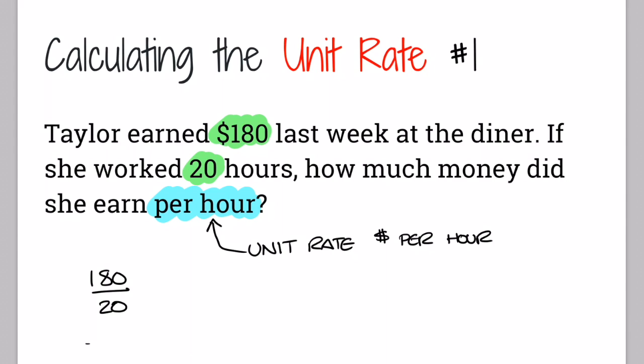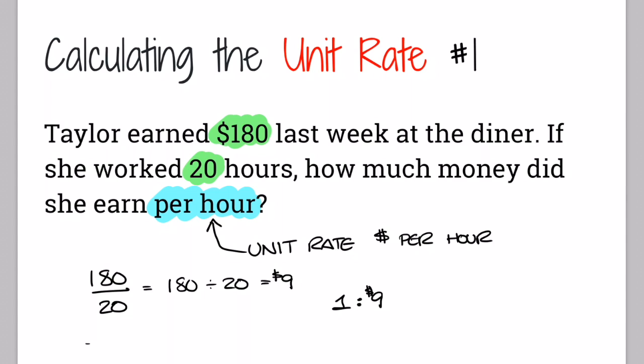A great starting point is to just look at this and ask, can 20 go into 180? Because if that fraction means division, that would equal 9, meaning for every hour that Taylor works, 1 hour equals what? $9. Does that make sense?